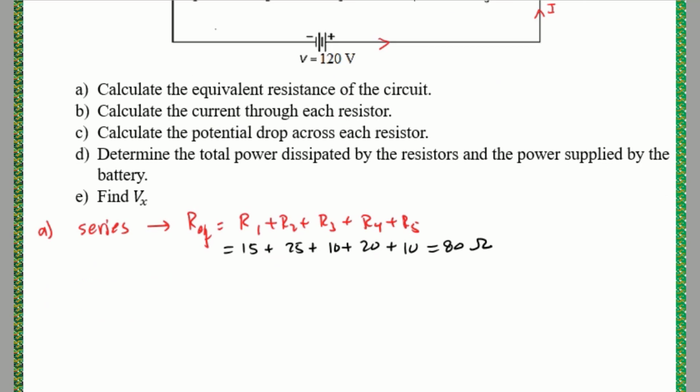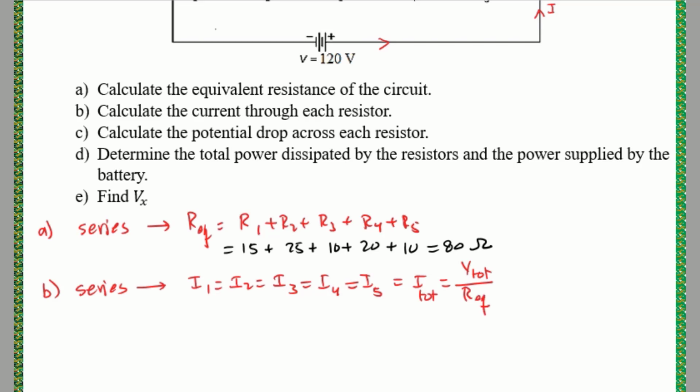Calculate the current through each resistor. Again, we are in a series combination. So in series combination, we have I1 equals I2 equals I3. They are the same because it is a series, which is the total current. And the total current is the total voltage over R equivalent. The total voltage is 120 over R equivalent 80. It is 1.5 amperes.